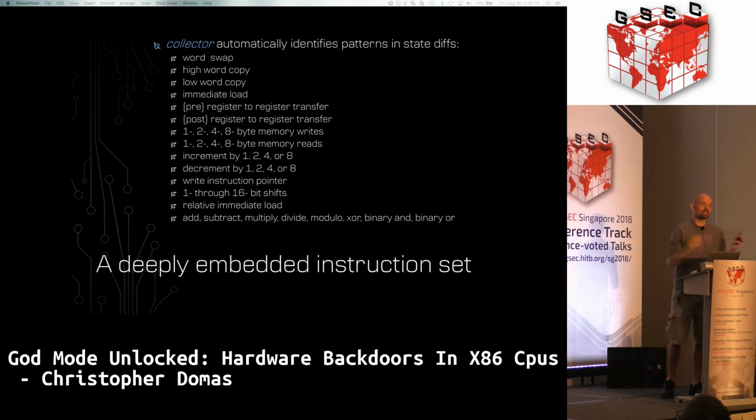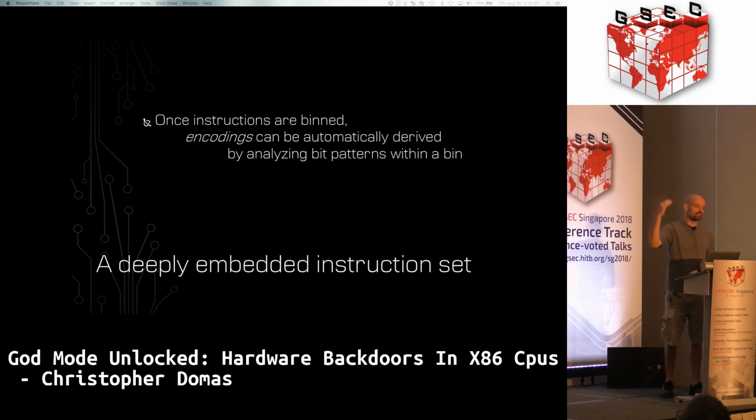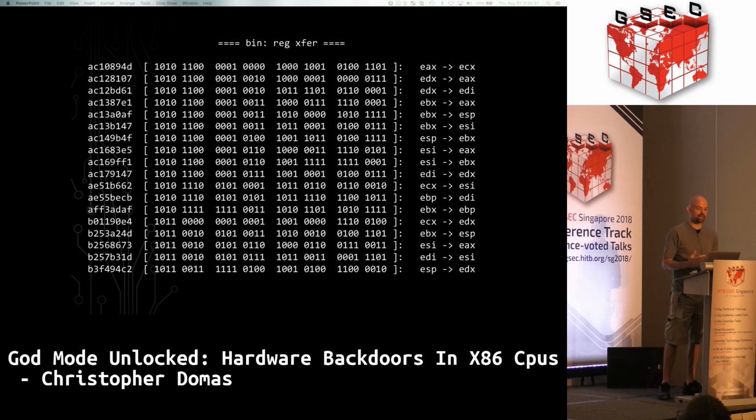Basically it has this whole library of patterns that it will search for in these state diffs. And it will start binning instructions based on the patterns that it's finding. And after it ends up with an instruction bin, we can start trying to automatically extract the instruction encoding by analyzing bit patterns within the bin. So that looks something like this.